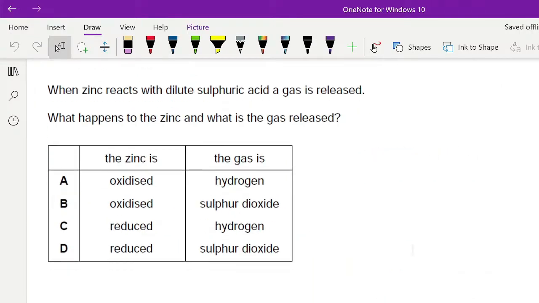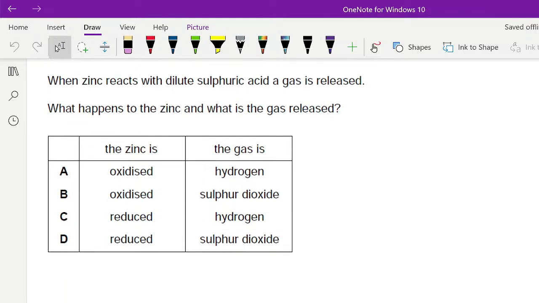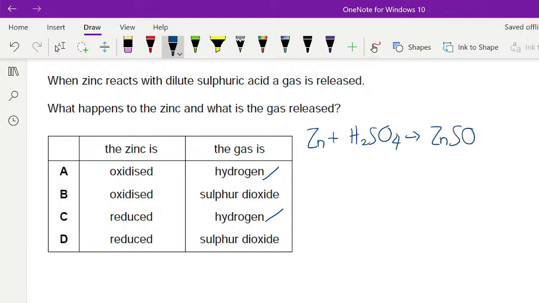Next, chemical reaction. When zinc reacts with dilute sulfuric acid, a gas is released. This gas is hydrogen. Metal and acid produce hydrogen. What happens to the zinc and what is the gas released? So the reaction equation is zinc plus H2SO4 gives you zinc sulfate and hydrogen gas.